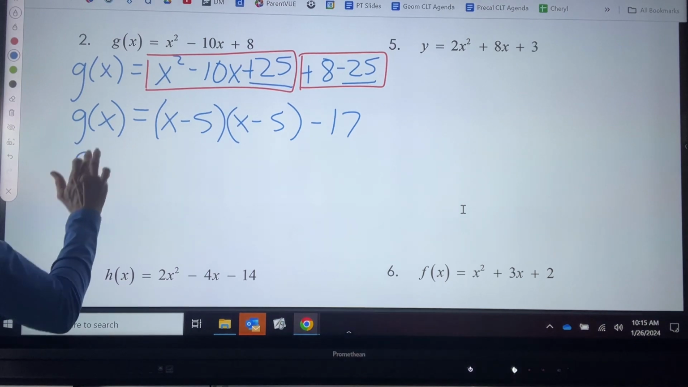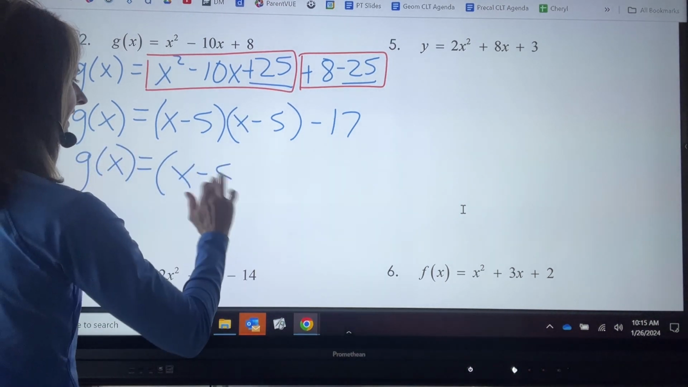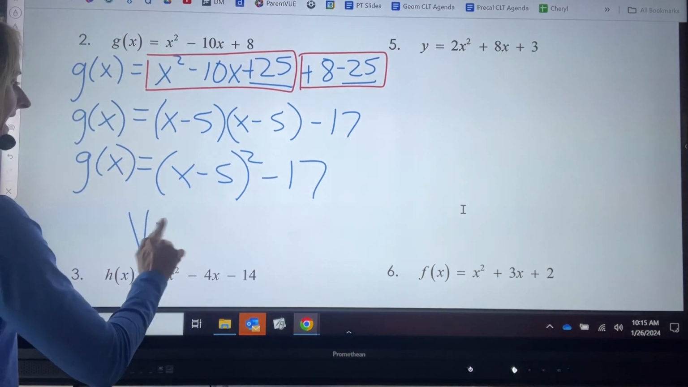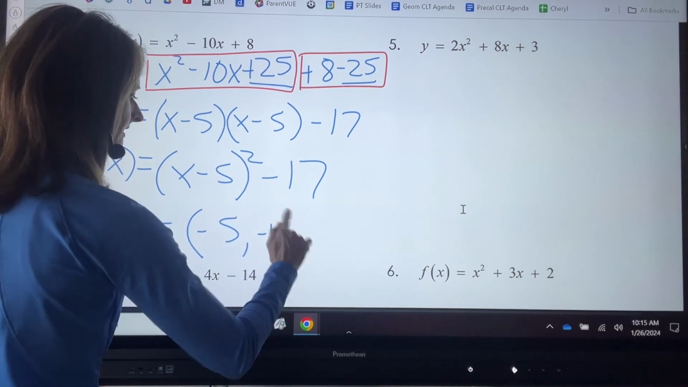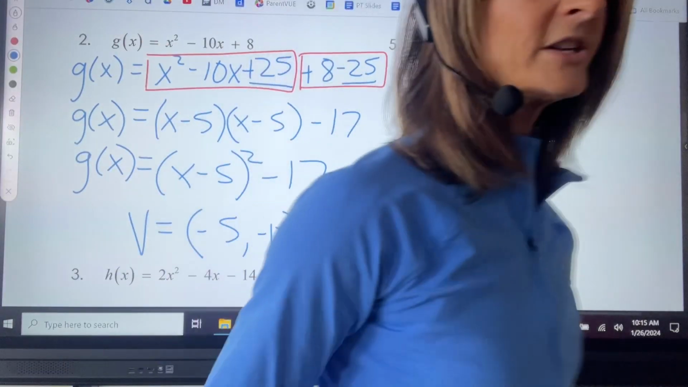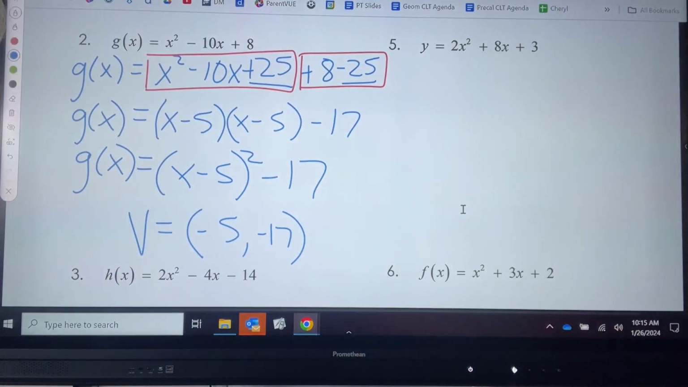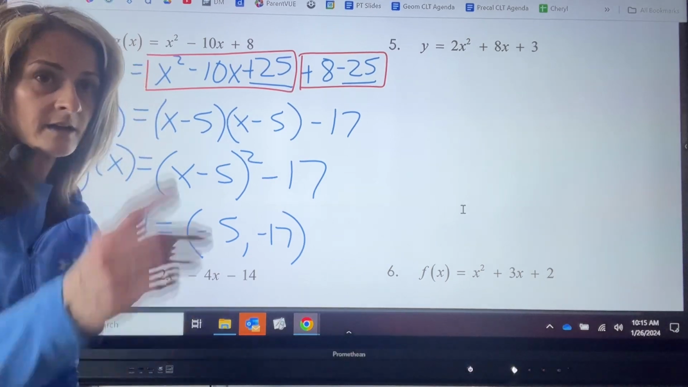Now, g of x is x minus 5 quantity squared minus 17. So the vertex is at (h, k), negative 5, negative 17. Questions? Did you guys get this? No one has a question. We're moving on to number 5.